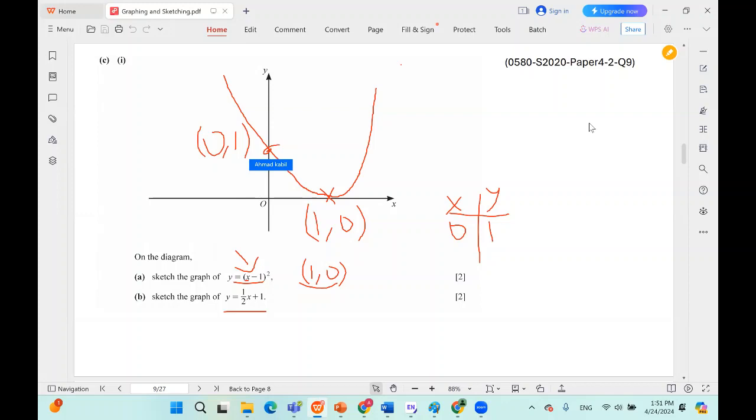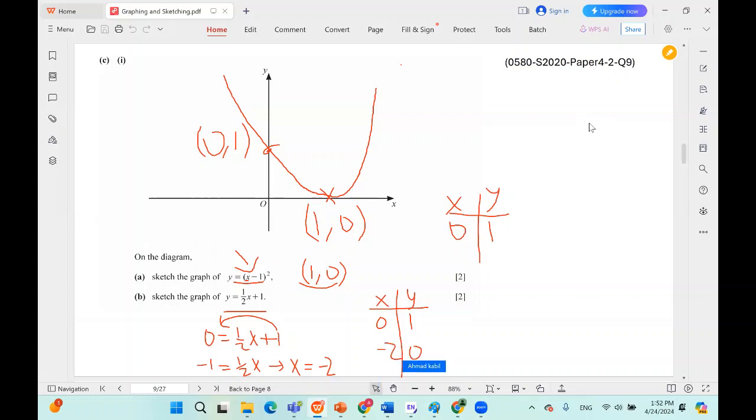Now for the second equation, this is a line. So again, we need to get points on the line. So we have x and y. Maybe put x as 0 to get the y-intercept. So y here is 1. And if you put y as 0, you can solve for x. So 0 equals half x plus 1. Take the 1 to the other side, becomes negative 1. So x equals negative 2. So we have negative 2, 0. So for the second graph, we start at negative 2, 0, and we graph the function.